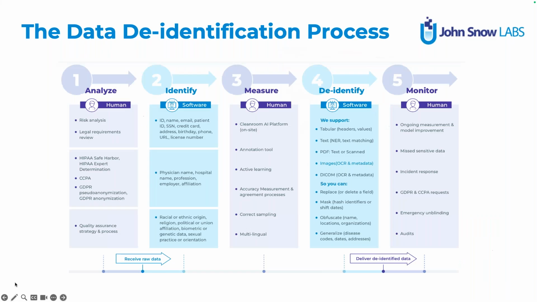The data de-identification process. Our data privacy process begins with a human-centered analysis, followed by software-assisted identification and human-controlled measurements. Next, we identify sensitive data using software, and finally ensure data security through continuous human-monitored oversight. This integrated approach guarantees privacy at every stage, from the collection of raw data to the delivery of the identified datasets.